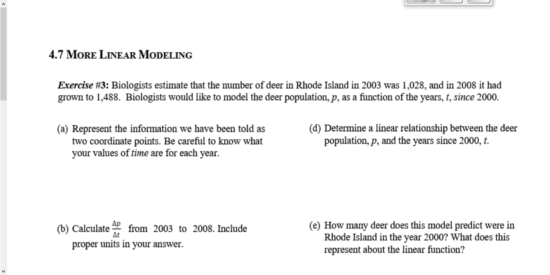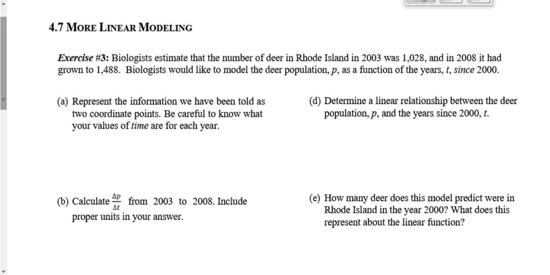So what's going on in exercise 3, Hannah? You like animals, right? You'll be a biologist. Read that, will you? The number of deer in Rhode Island in 2003 was 1,028. And in 2008, it had grown to 1,488. Now, hang on there a second. Does that sound like a couple of ordered pairs?